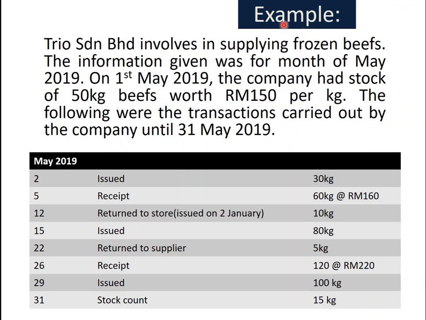Next, we refer to the comprehensive example. Trius Nugraha is involved in supplying frozen beef. The information given was for the month of May 2019. On 1st May 2019, the company had stock of 50 kg beef worth Rm 150 per kg. The following were the transactions carried out by the company until 31st May 2019. So this is the transaction in May 2019.